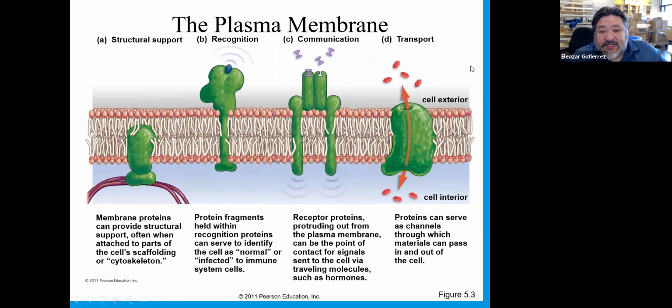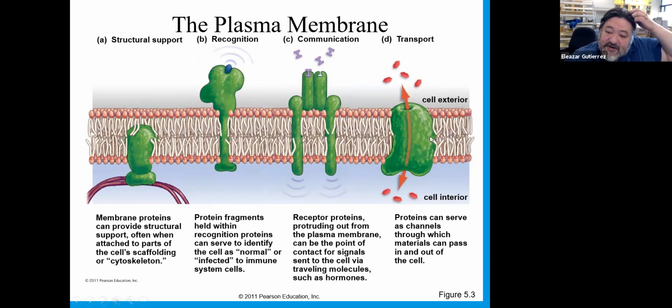And this receptor is carrying out, remember my $20 word, signal transduction. In other words, it's transducing a signal, forgive me, from the outside of the cell to the inside of the cell. See these little waves in here? It's telling the inside of the cell that something's happening over here. So receptor proteins protruding out from the plasma membrane can be the point of contact for signals sent to the cell via traveling molecules such as hormones that are what? Hydrophilic. And then finally, a channel.